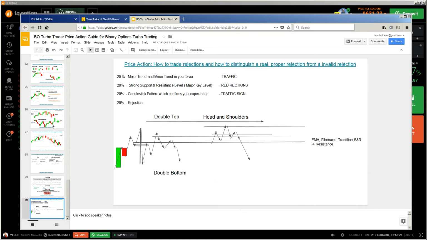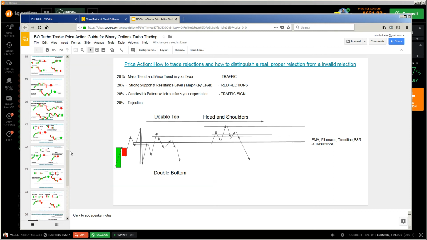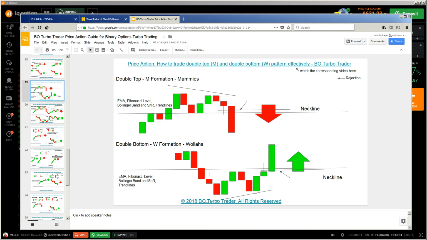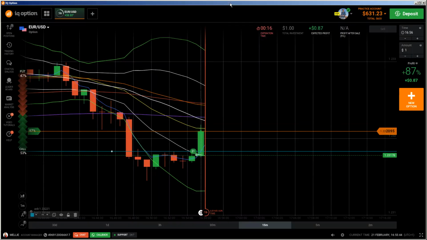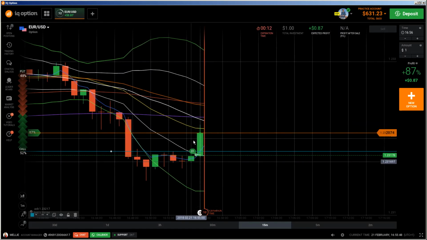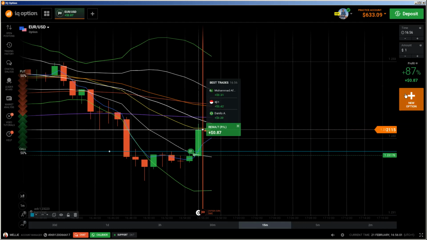I have explained this also here in the Boturbotrader price action ebook. This is a double bottom here. Yes, you see, double bottom. The second bottom must be higher than the first one. This is the second bottom. Yes, it's higher than the first one, and then it's going up, like explained here. And this is how you have to trade the double bottom, the W formation. Okay, this was the first trade.